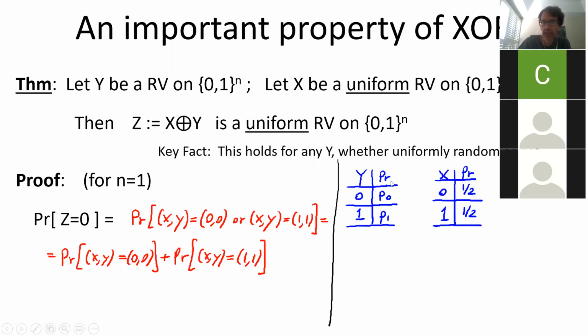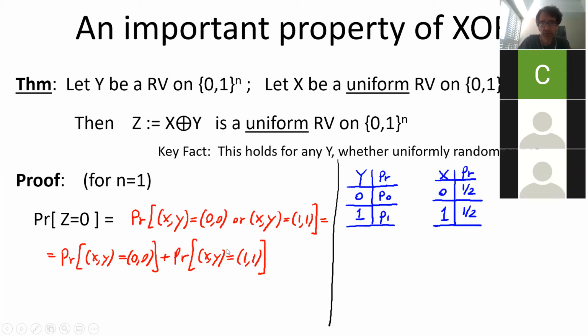So let's look at the distribution. X is a purely random bit, so it gets 0 and 1 with probability 1/2 each. Y is arbitrary, so perhaps it's 0 with some probability and 1 with some other probability. The only constraint is that they sum to 1. So P0 plus P1 must be 1. But otherwise, they can be anything.